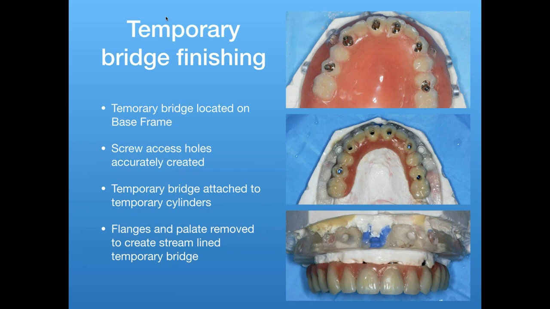Once we've managed to do that, the technician is able to then create the screw access holes accurately with the temporary bridge still fixed onto the base frame. Once the screw access holes have been created, the temporary bridge can be attached to temporary cylinders using a liquid acrylic. Once that's done, the flanges and the palate can be removed to create the streamlined temporary bridge.